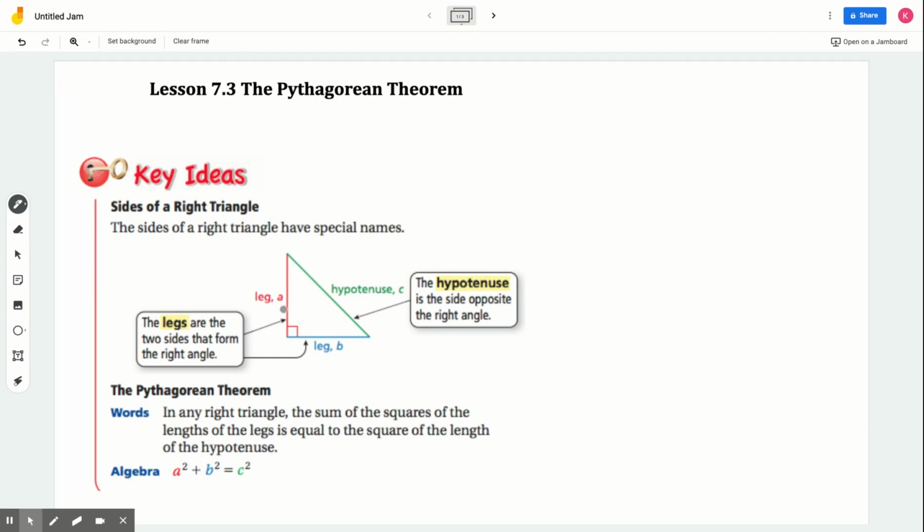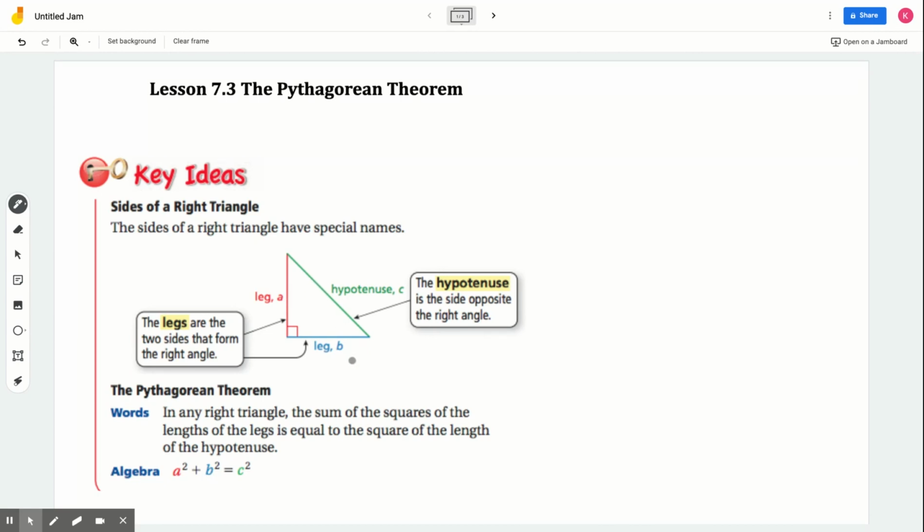We call those side A and side B. Side C, or the hypotenuse, is the longest side and it is opposite of the right angle. I like to remember the hypotenuse is the longest side since it's a longer word. We can use the Pythagorean theorem to help us find missing pieces, either a missing leg or the missing hypotenuse, by using a squared plus b squared equals c squared.